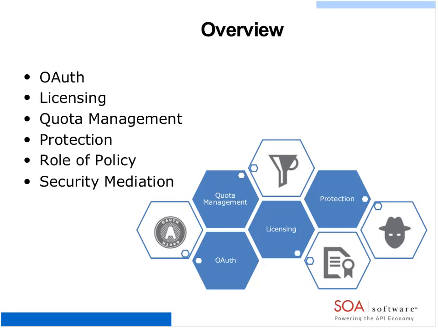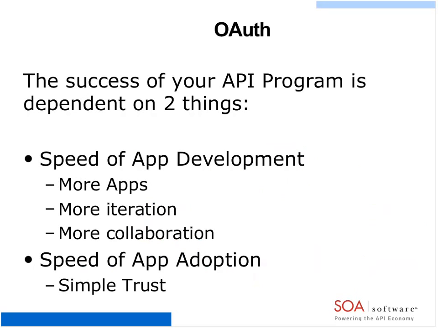All right. So let me start talking about OAuth. OAuth is very important, not just from a technology perspective, but also from a business perspective. Essentially, the success of anyone's API program is dependent on two things, namely the speed of app development itself and the speed of app adoption. So it really has nothing to do directly with API development at all. It has all to do with how quickly people can write the applications, and how quickly those applications are then used by the end user.